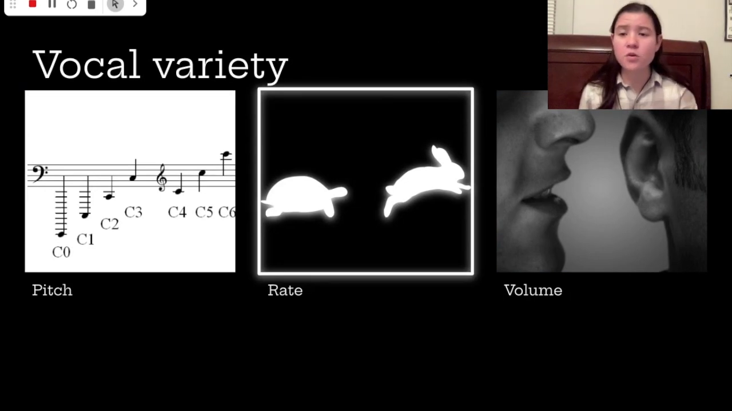Next is vocal variety. So we just talked about having an appropriate volume, having a steady speed that's easy to understand, and also having clarity. Now, this doesn't mean that you need to speak the exact same way all the time. We want to vary our pitch so that we're engaging to listen to.